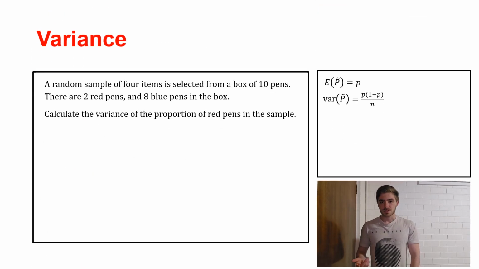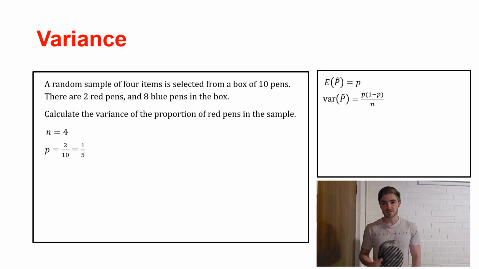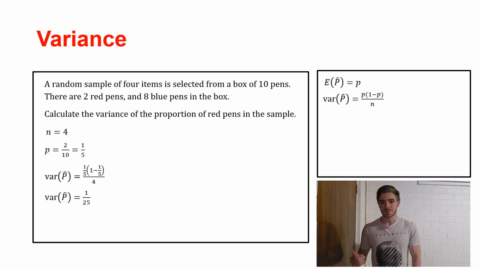Let's apply that to this question, where we have a box of 2 red pens and 8 blue pens. A random sample of 4 pens is taken from this box, and we're asked to calculate the variance of the proportion of red pens in the box. All we need to know is what N and P are. N is going to be 4, since that's our sample size, and P is going to be 2 out of 10, or 1 out of 5, since that's the number of red pens in the box divided by the total number of pens in the box. Substituting into the variance equation is going to get us 1 out of 25.